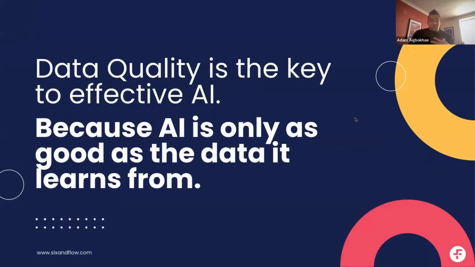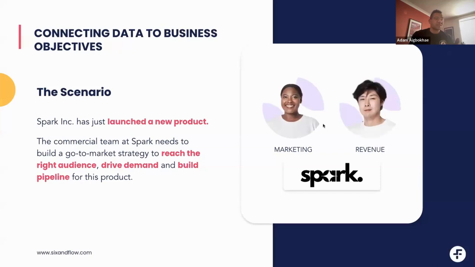The main topic today, or the main bit that I'm going to cover, is really about how data quality is key to effective AI. And it's the same with CRM, it's the same with any system. Your AI systems are only going to be as good as the data that you're feeding them. So in order to explain this, we're going to drop into a case study. An example, sorry. We're looking at Spark Inc.